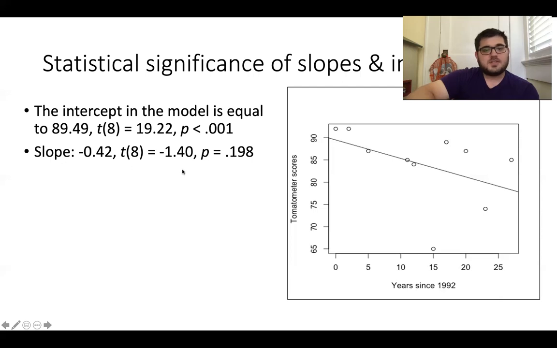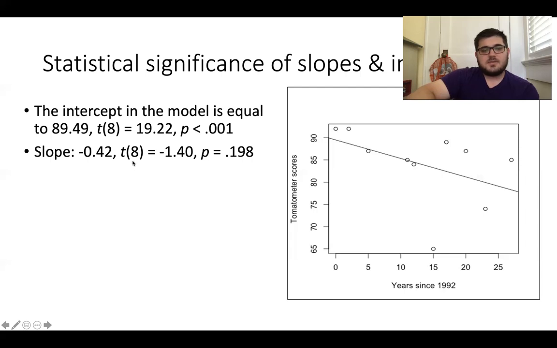What is interesting is the slope. As X is going up, is Y going up or down? If the slope is close to 0, then the regression line is going to be flat, meaning that as X goes up, Y does not tend to go up or down. Here we have a negative slope of negative 0.42, meaning that for every increase in X, we have a 0.42 unit decrease in Y, or predicted Y.